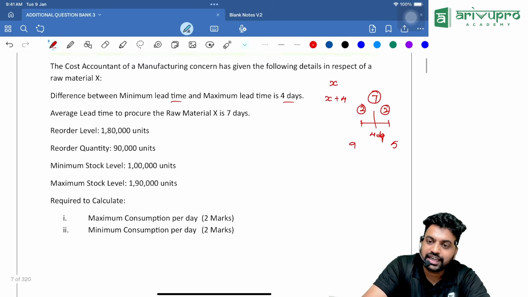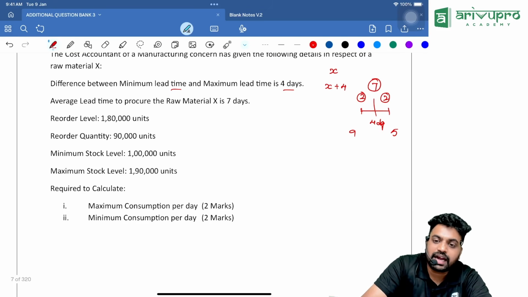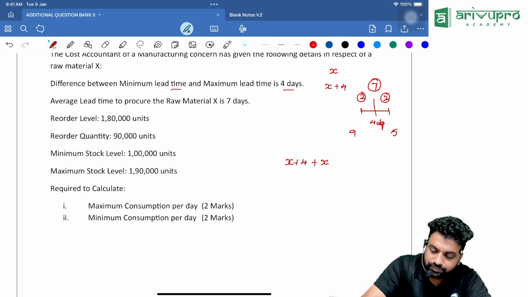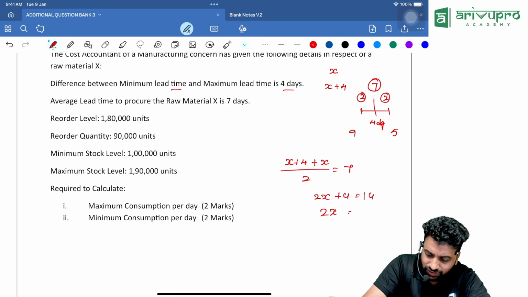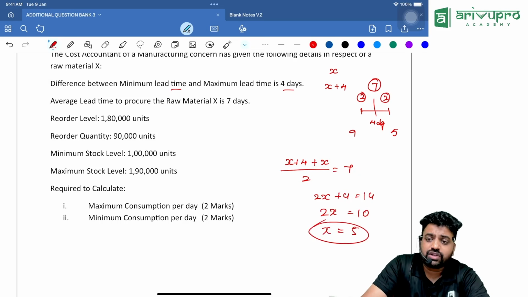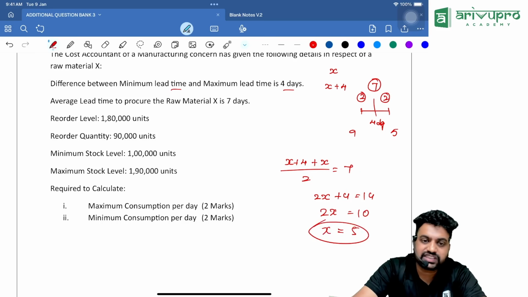Sir, we didn't understand. Forget that. Maximum plus minimum divided by 2 is average. Maximum is X plus 4, minimum is X, divided by 2 is equal to 7. 2X plus 4 is equal to 14. 2X is equal to 10. X is equal to 5. We took minimum as 5, which means maximum should be X plus 4, that is 5 plus 4, 9. Correct?